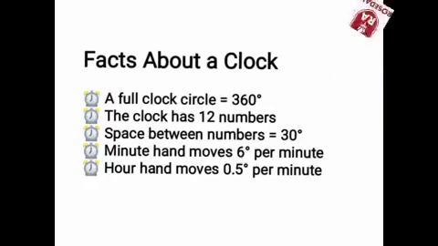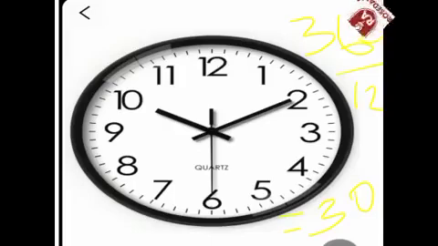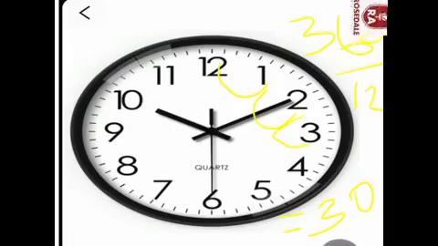Let's take a look at the space again. What are the numbers we have here? We have from 12 to 1 here. What it's saying is the space between numbers is 30 degrees. That means from 12 to 1 is 30 degrees. From 1 to 2 is also 30 degrees. From 2 to 3 is also 30 degrees. That's how it is being measured, and we call it a fact.